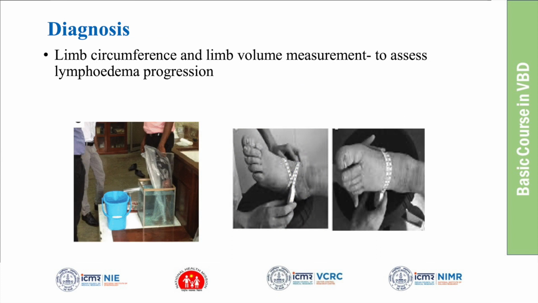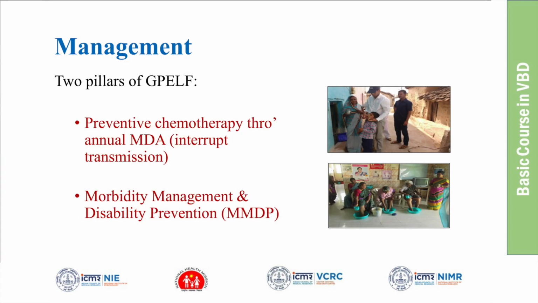Okay, another thing is frequent measurement of the limb volume and the limb circumference. Basically, this is to assess the progression of lymphedema. So this is also another means by which you can know. This is mostly for the prognostic aspect. So that's about the diagnosis.